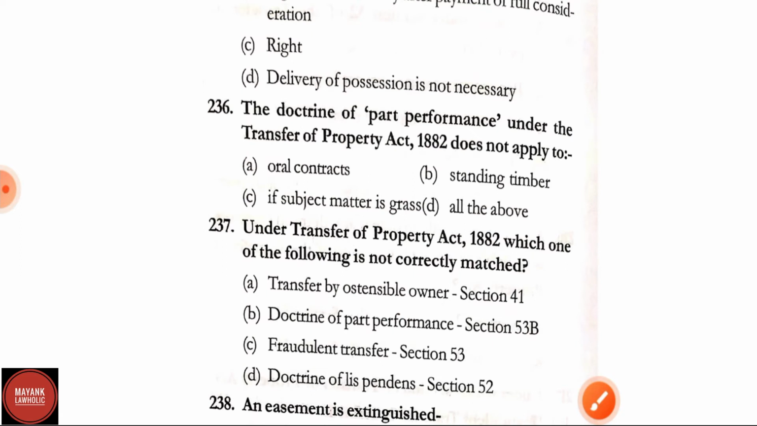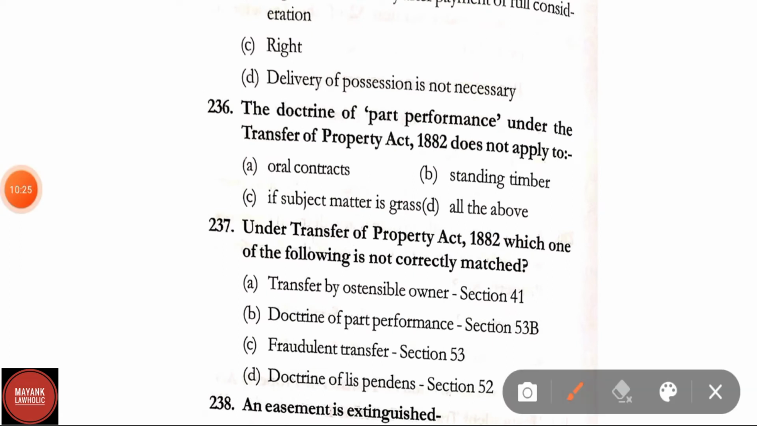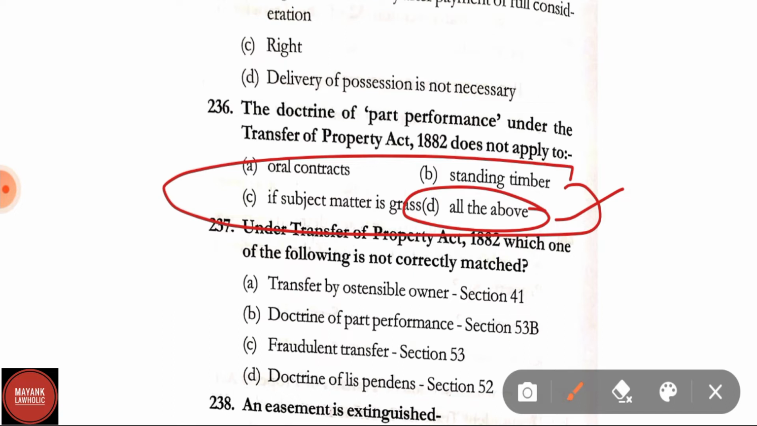Question number 236. The doctrine of part performance under the Transfer of Property Act does not apply to: oral contract, standing timber, subject matter is grass, D, all of the above. Correct answer is option D, all of the above. In all of these, the doctrine of part performance doesn't apply.